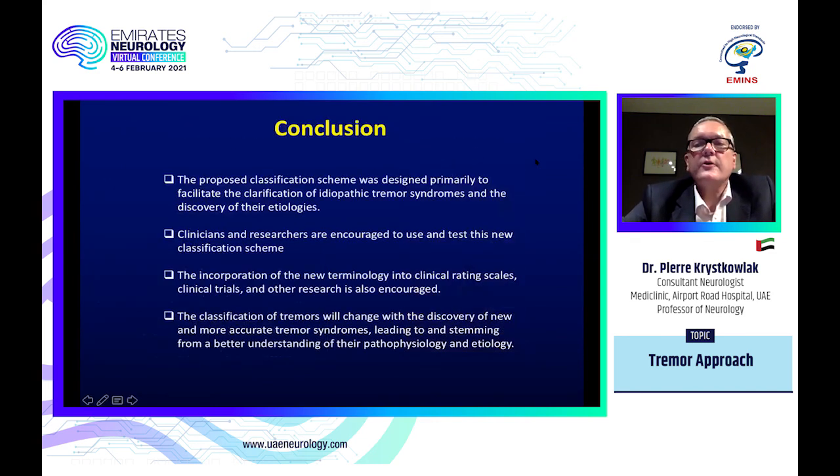So in conclusion, the proposed classification scheme was designed primarily to facilitate the clarification of idiopathic tremor syndromes and the discovery of their etiologies. Clinicians and researchers are encouraged to use and test the new classification scheme, and the incorporation of the new terminology into clinical rating scales, clinical trials, and other research is also encouraged. The classification of tremors will change with the discovery of new and more accurate tremor syndromes, leading to and stemming from a better understanding of their pathophysiology and etiology.